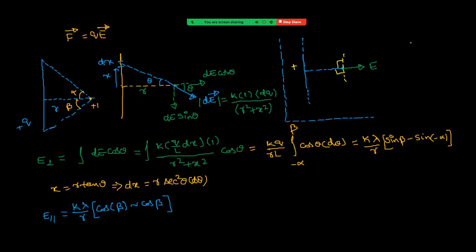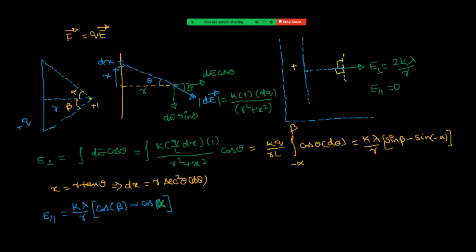That means in this case, the value is equal to, see, if you substitute here 90: sine 90 minus sine minus 90. So 1 minus minus 1. This is 2, right? That means it is now 2k lambda by r. This is the normal component. And coming to the parallel component, it is 0, because this is alpha, not beta, alpha it is. So cos 90 difference cos 90 comes out to be 0.